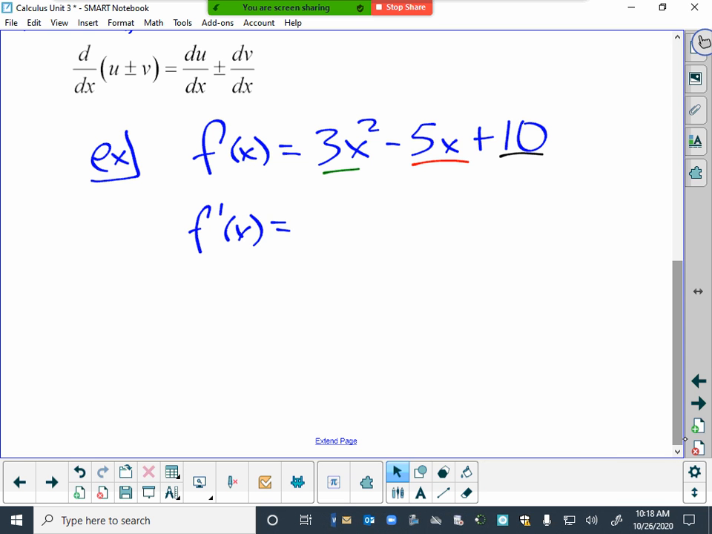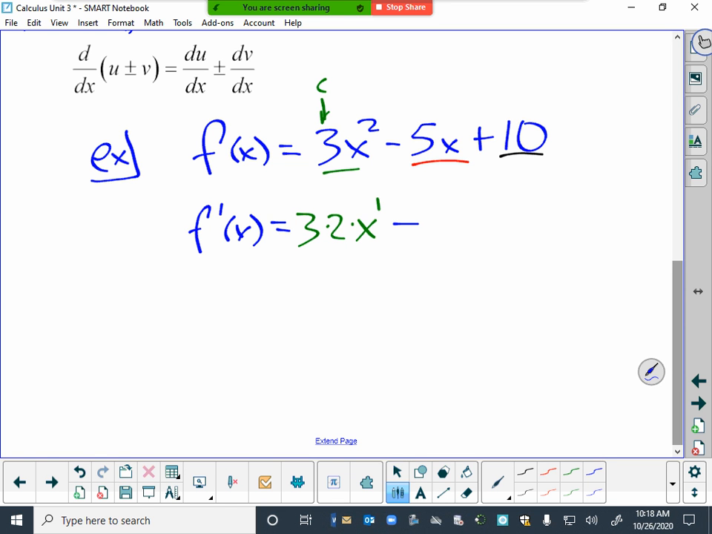The derivative of 3x squared, well, we've got the constant out in front here. For the derivative of x squared, we follow that rule. The 2 would come down. The 3 is there because I'm multiplying by a constant. The 2 comes down. 2 minus 1 is 1, so that's 3 times 2 times x to the first power.